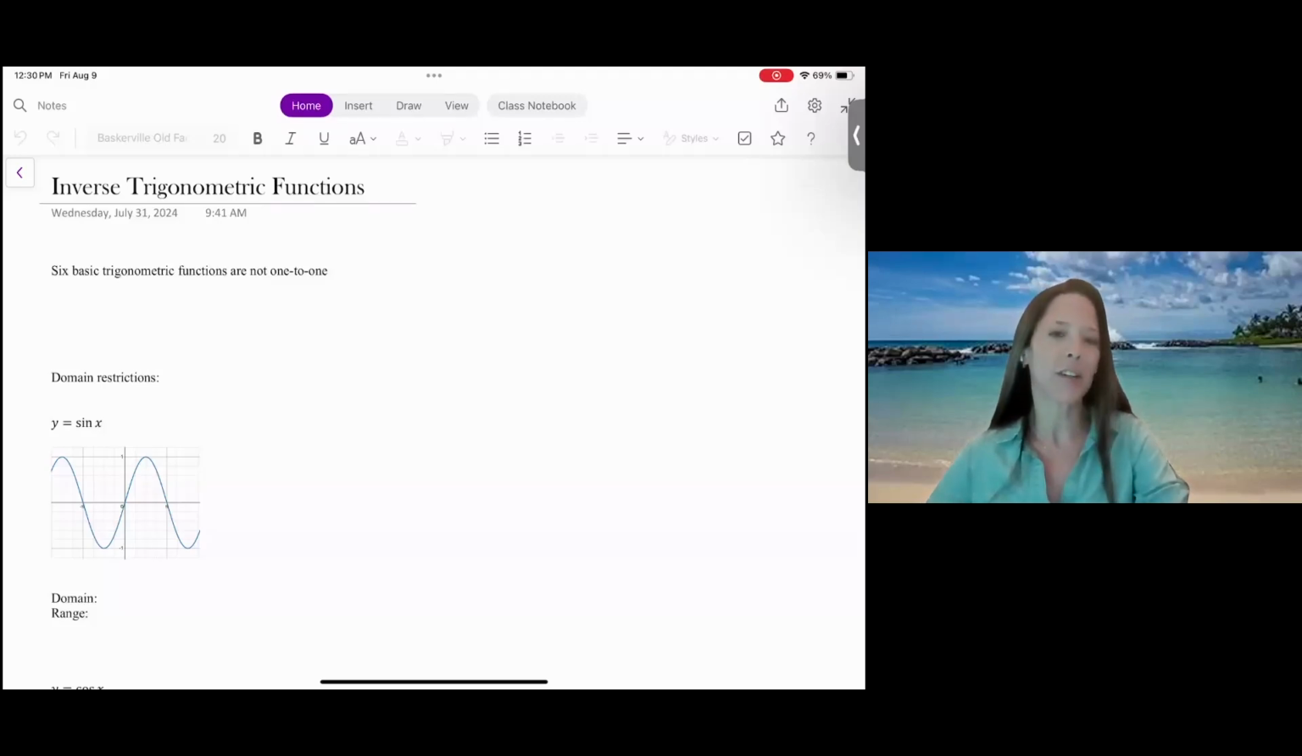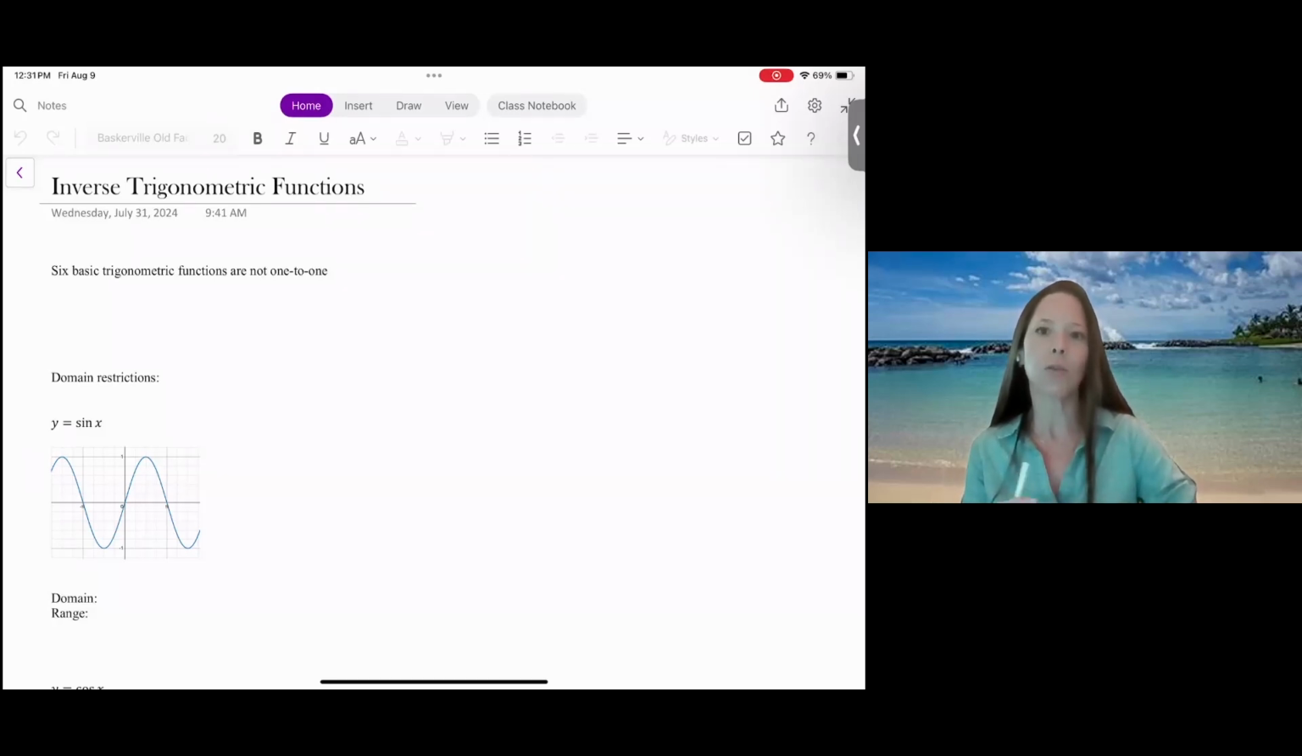Welcome, math friends. We're here to talk about inverse trigonometric functions today. We have these six trigonometric functions that we use: sine, cosine, tangent, cosecant, secant, and cotangent. And we want to look at their inverse functions. Remember that two functions that are inverses actually have a domain and a range that swap. So the x and the y's switch places.